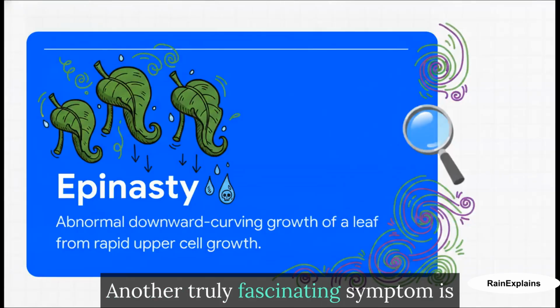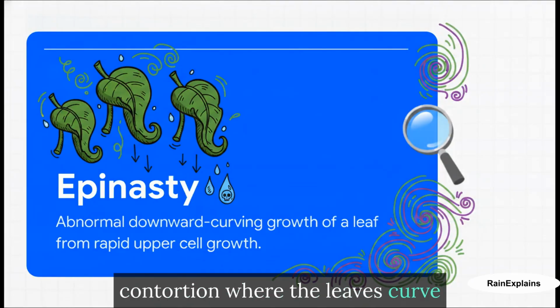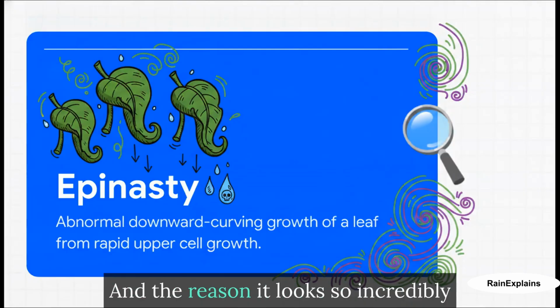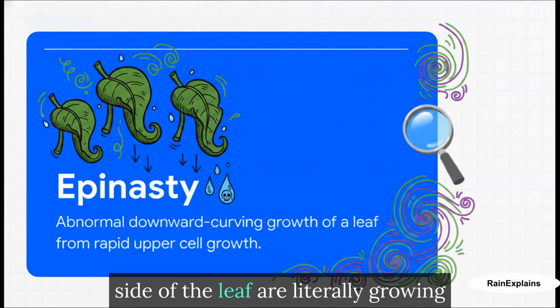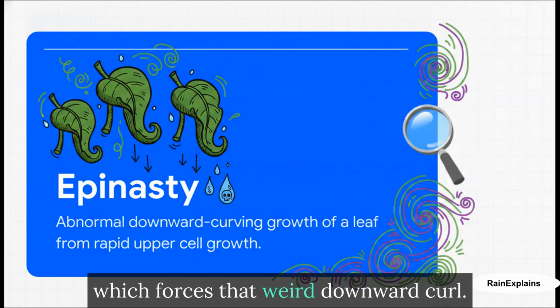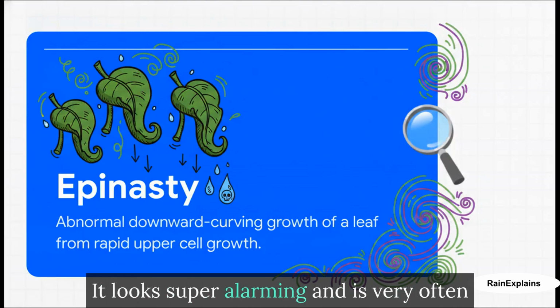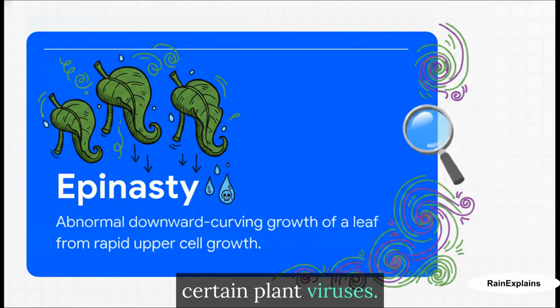Another truly fascinating symptom is called epinasty. This is a highly specific, totally abnormal contortion where the leaves curve violently downward. And the reason it looks so incredibly alien is because the cells on the upper side of the leaf are literally growing faster than the cells on the bottom side, which forces that weird downward curl. It looks super alarming and is very often caused by exposure to herbicides or certain plant viruses.